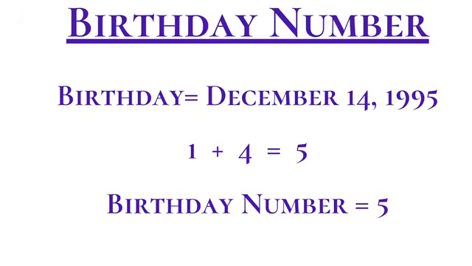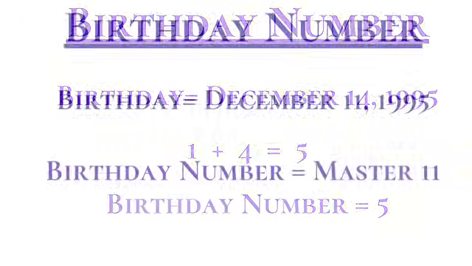So the birthday number is probably the easiest number to calculate in your chart because for this number all you have to do is add the digits together of the day you were born on. So this person was born on December 14th, 1995. So we are going to add the 1 and the 4 together because those are the digits of the day this person was born. So 1 plus 4 equals 5. So this person's birthday number is a number 5.